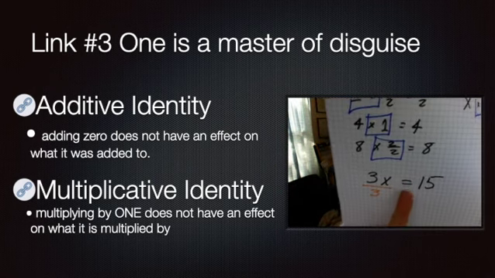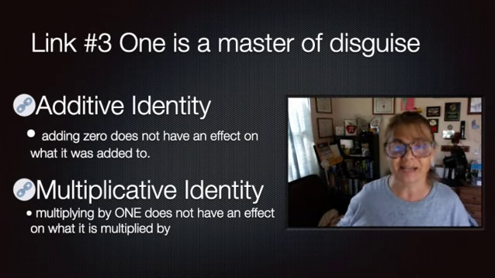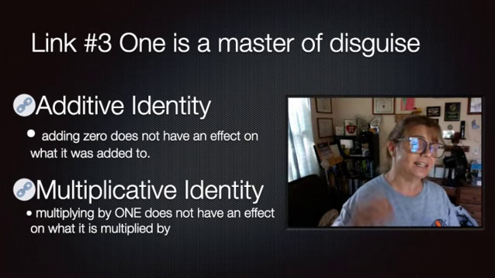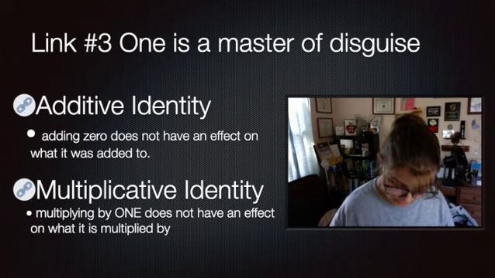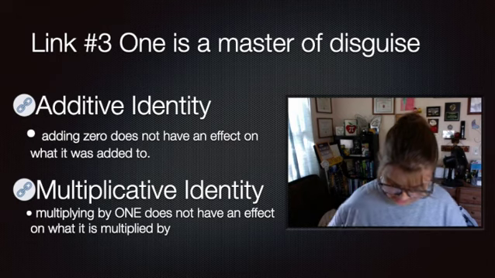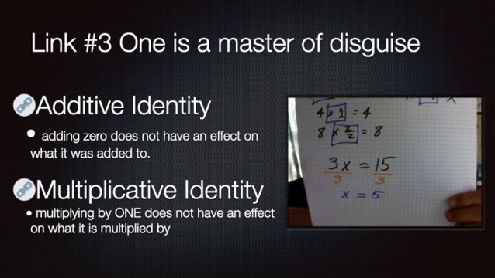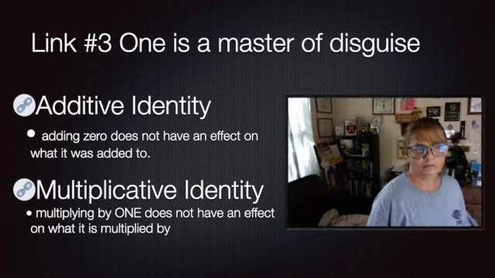But because it's an equal sign, if I divide this side by 3, I've got to do the exact same thing, or something of the exact same value, to the other side. So I divide 15 by 3. And then simplify the sides, making x equal to 5. Multiplicative identity right there.